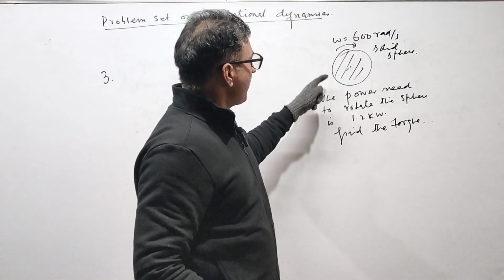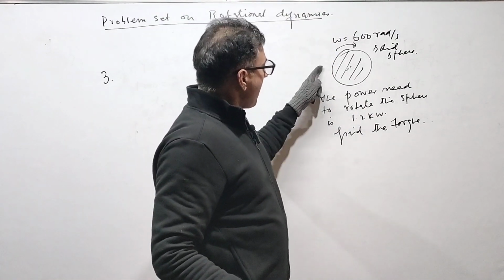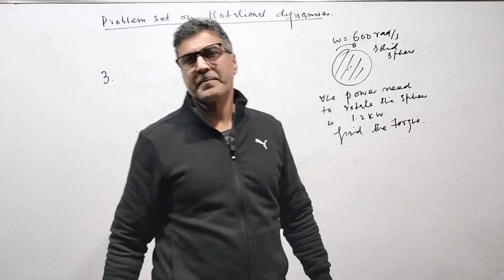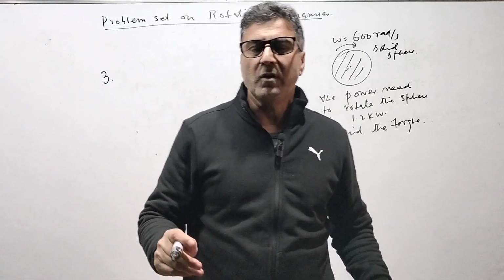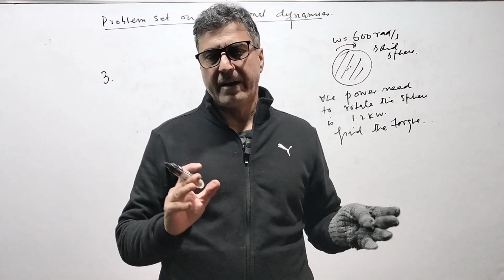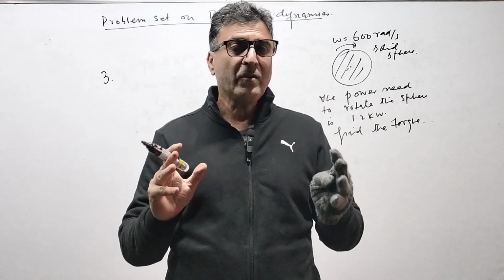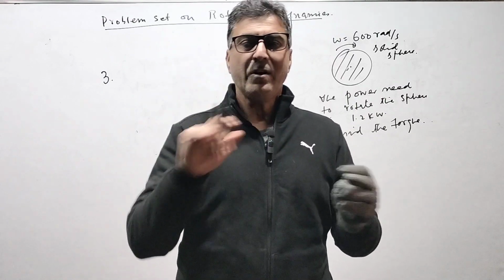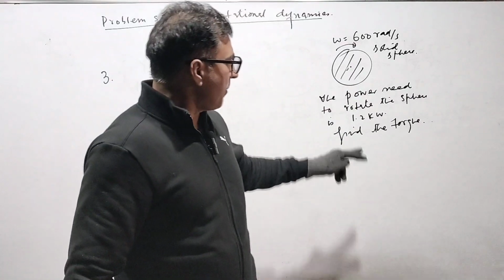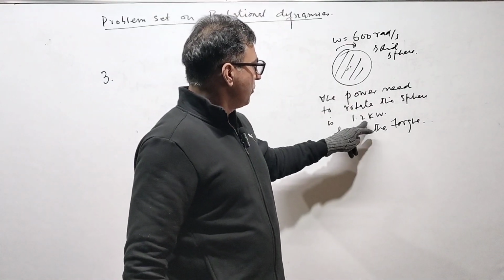For that, we have to power it. We have to apply power to the sphere, and the power is 1.2 kilowatt. So here is a sphere which we need to rotate at 600 radians per second. But for this, we have to supply power to it. We have to rotate it continuously. Otherwise, it will stop.